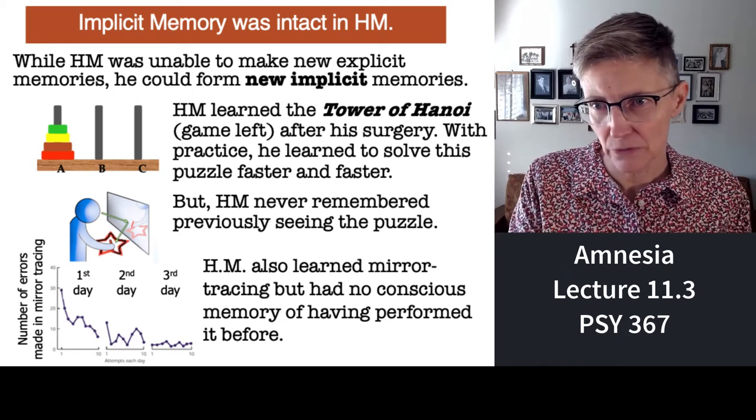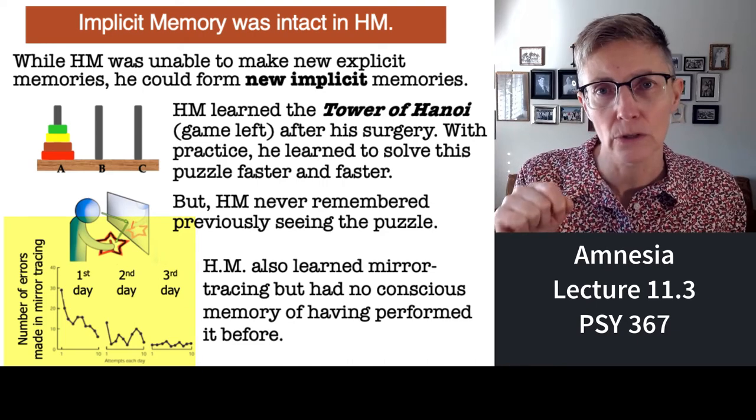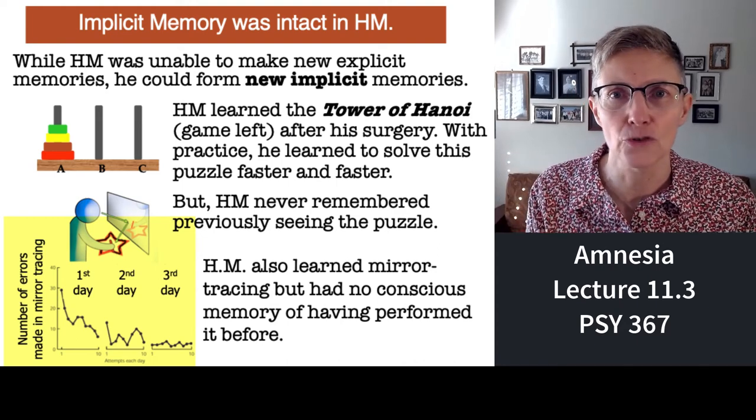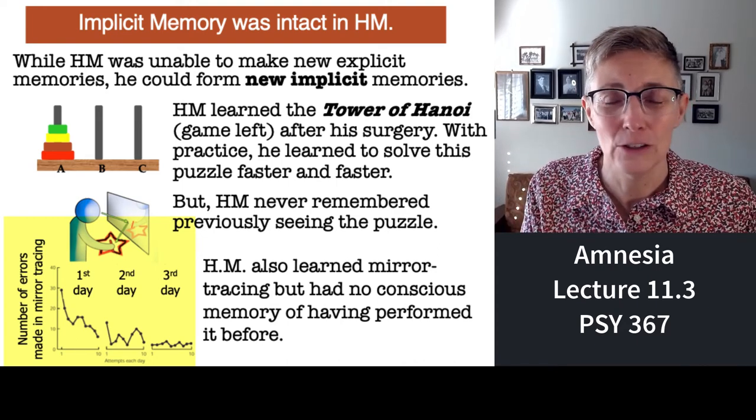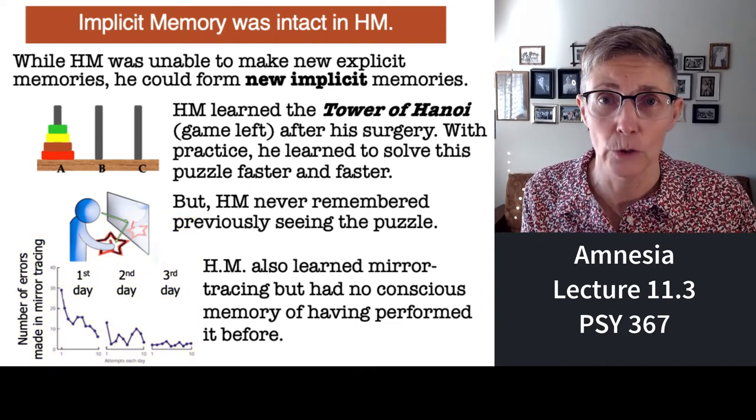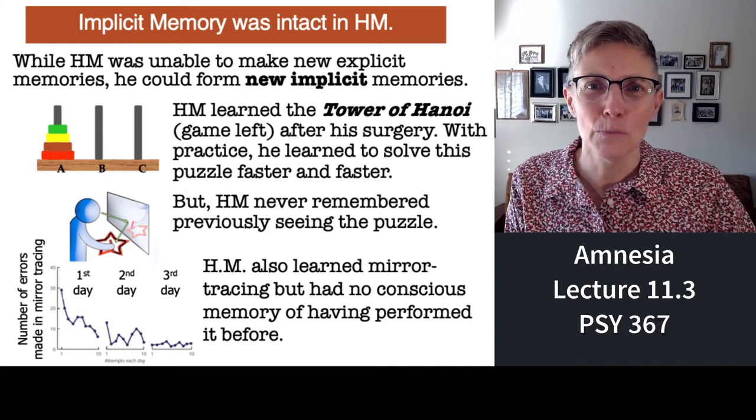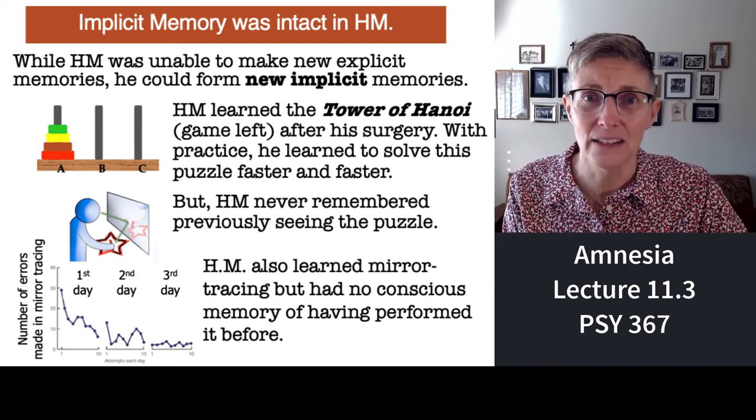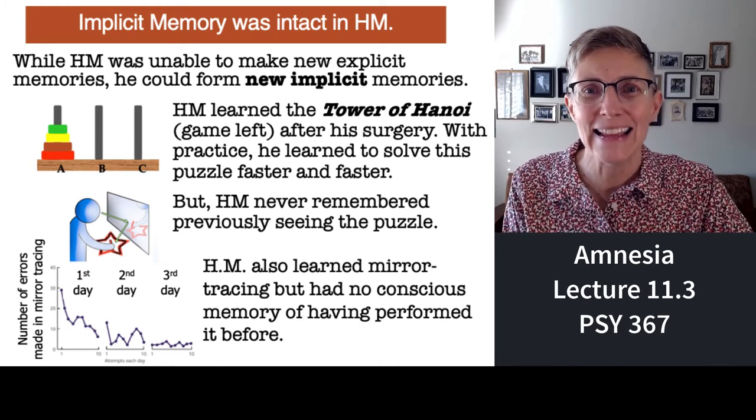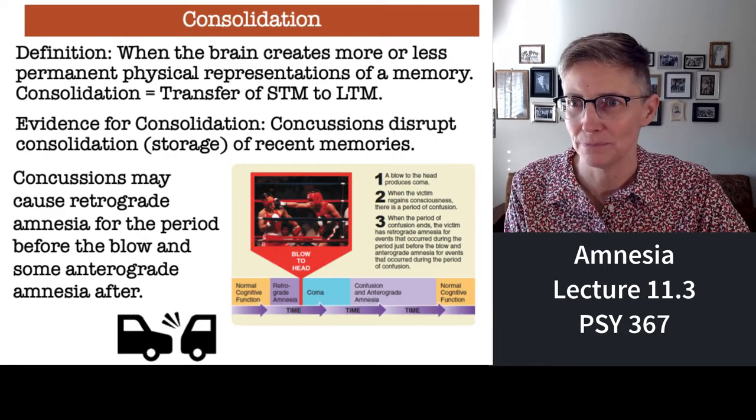So his performance, for example, you can see in the graph down here, his performance in the backwards or mirror image drawing task would get better and better, but he had no memory of ever learning how to draw from a mirror. He had no memory of ever learning how to solve the Tower of Hanoi puzzle, but he would solve it more quickly each time. So there's an example of the separation of implicit and explicit memory, because patient HM could form new implicit memories, but he could not form new explicit memories.